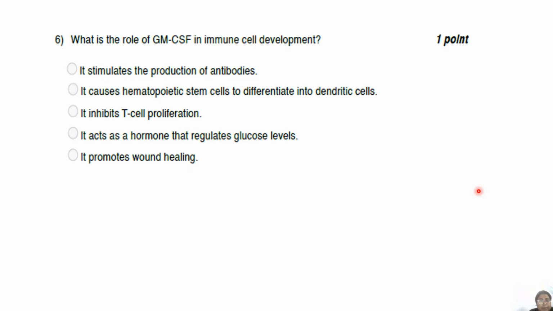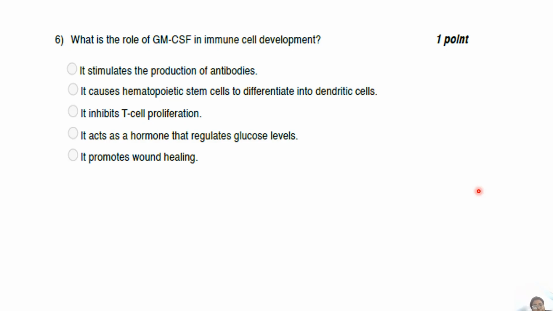What is the role of GM-CSF in immune cell development? First, you have to tell me the full form of GM-CSF. Options are: A, it stimulates the production of antibodies. Option B, it causes hematopoietic stem cells to differentiate into dendritic cells. Option C, it inhibits T cell proliferation. Option D, it acts as a hormone that regulates glucose levels. And option E, it promotes wound healing. Which one do you think is the correct answer? I'll wait for a few minutes, and I'll wait for you to tell me the answer, then I'll move ahead.